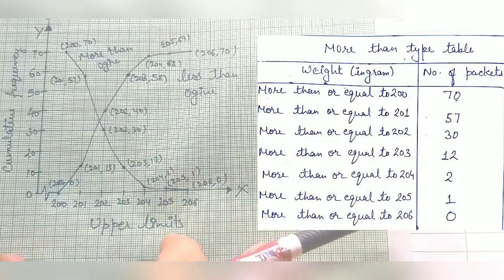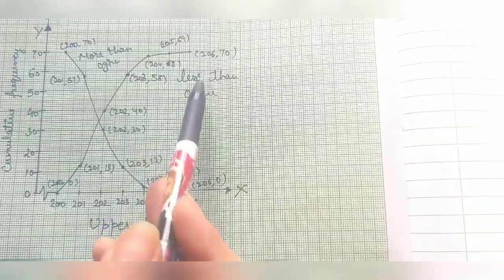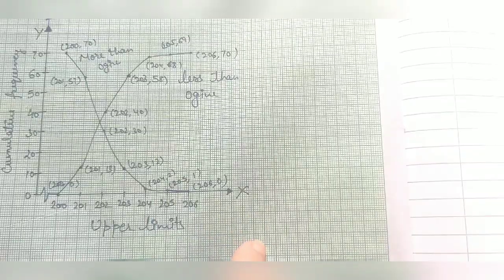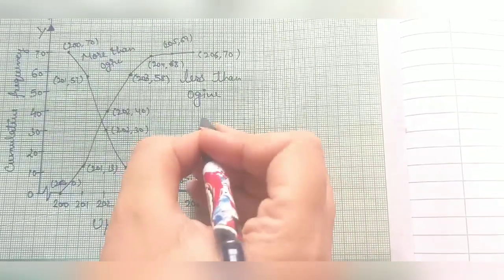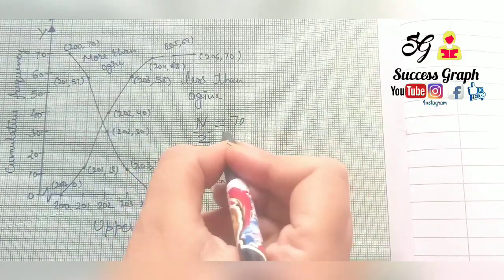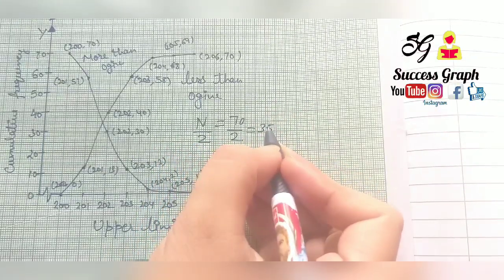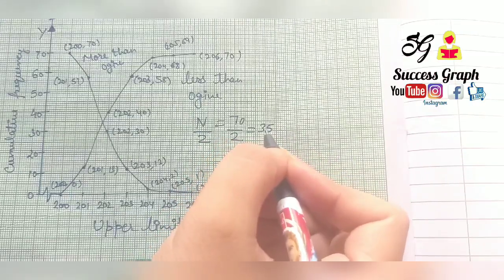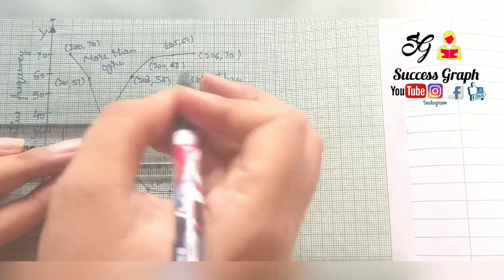So we get the more than type ogive and less than type ogive. This is the less than type ogive and this is the more than type ogive. Here n is 70. So we will find n by 2, which is 70 by 2, which is 35. Now we have the value 35. We will draw a line parallel to the x-axis from the point 35.